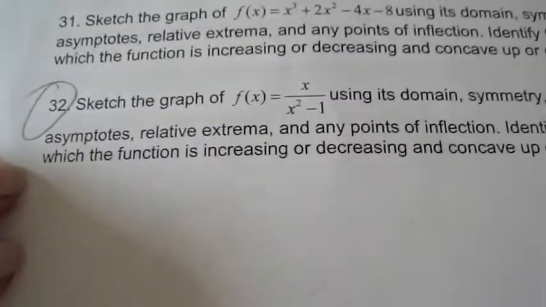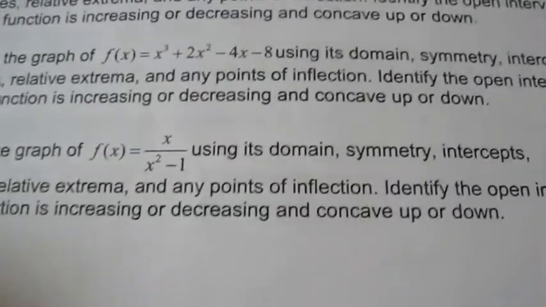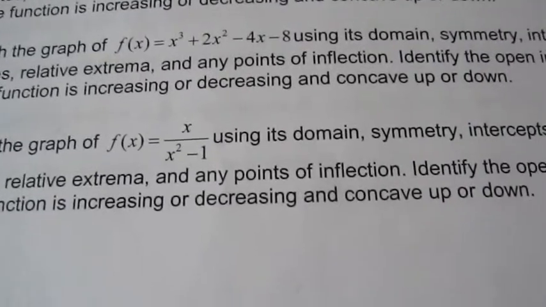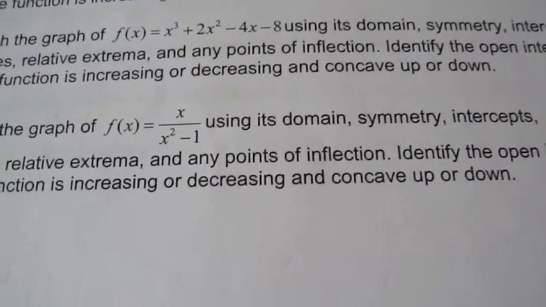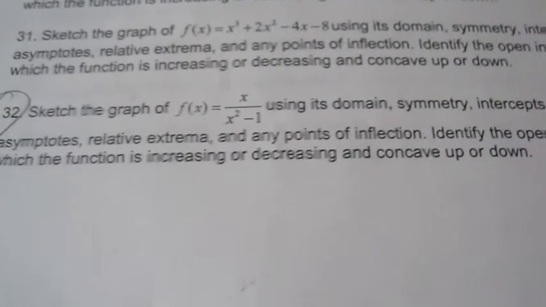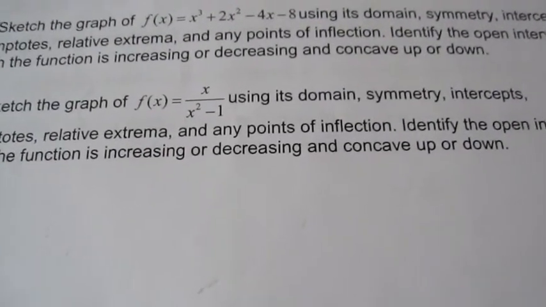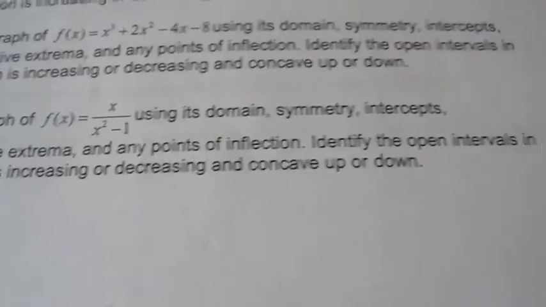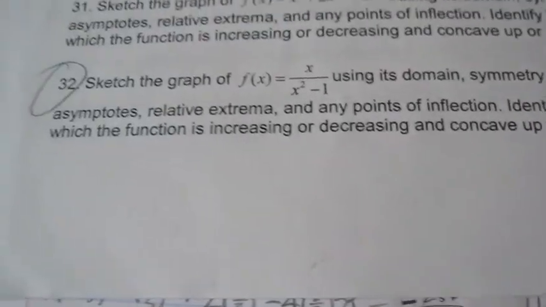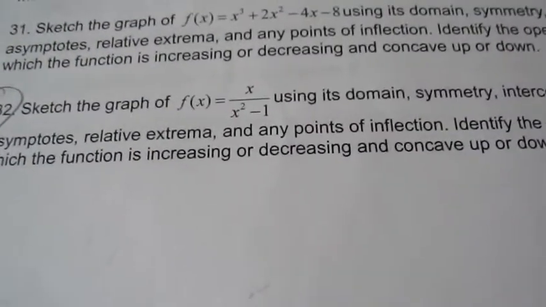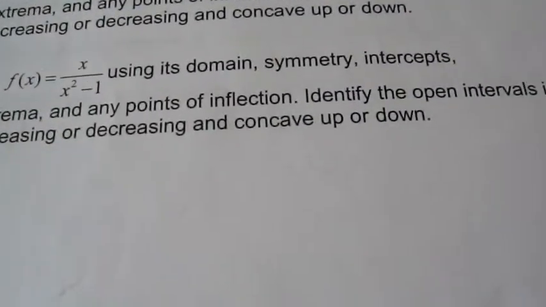Sketch the graph of f of x equal to x over x squared minus 1 using its domain, symmetry, intercepts, asymptotes, relative extrema, and any points of inflection. Identify the open intervals in which the function is increasing or decreasing, and concave up or down. So that's the original function.